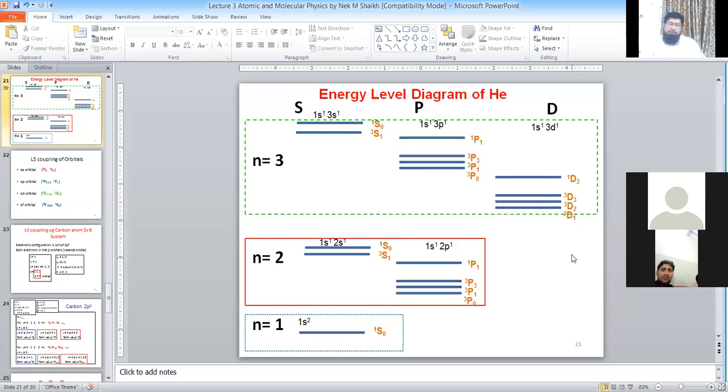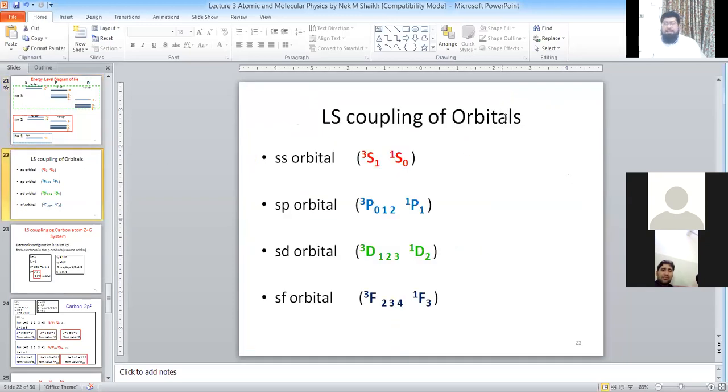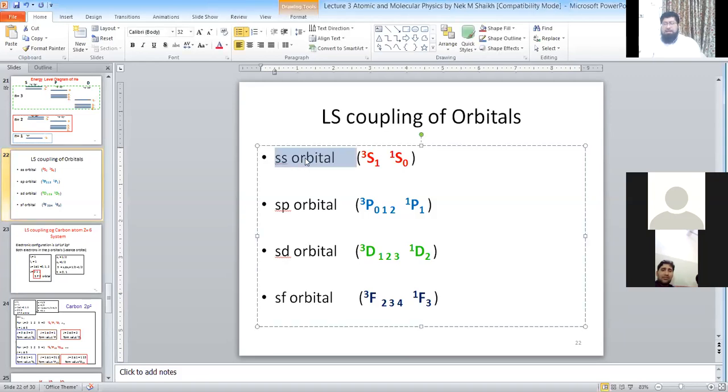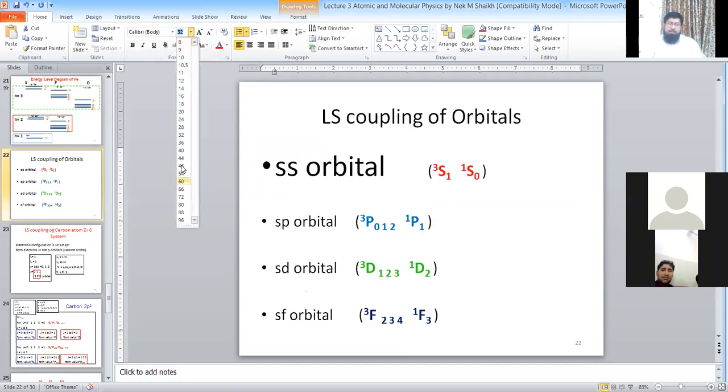So now we have to look at this energy level diagram. Now we have to look at the transitions of these energy levels. Here is the LS coupling of the orbitals. What we have discussed: if both electrons are in the s orbital, the term values are 3S1 and 1S0. We have seen that the term value is this.